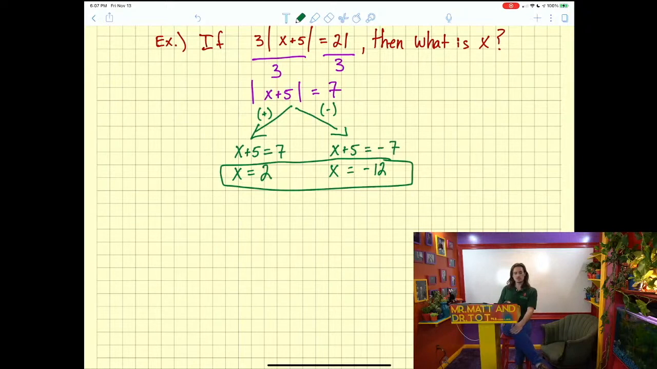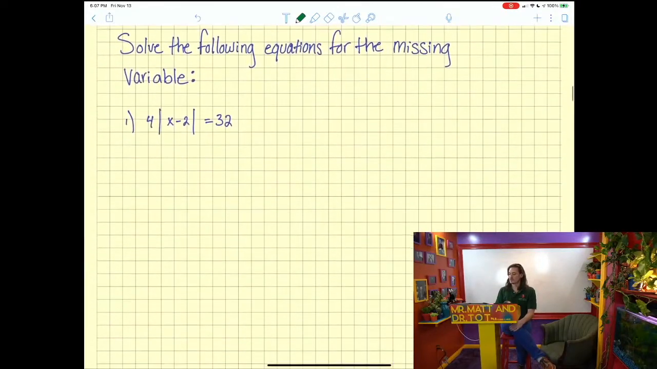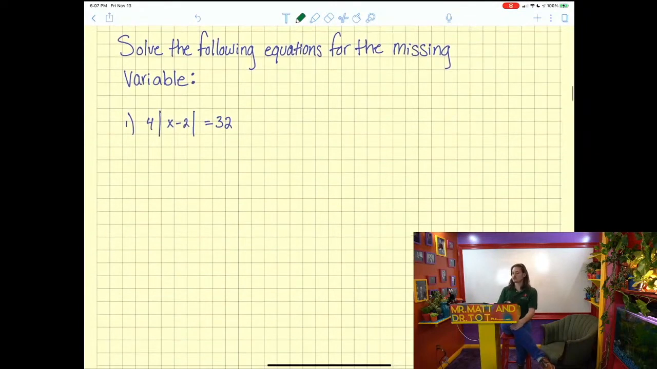If you have any questions, then please let me know. Otherwise, I'm going to give you 3 minutes. Please look at question number 1. Question number 1 reads 4 times the quantity 4 times the absolute value of x minus 2 is equal to 32. I'll keep track of the time in the upper right-hand corner, and I'll update it per minute.